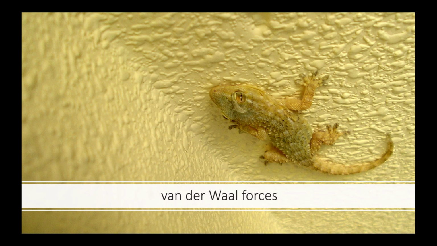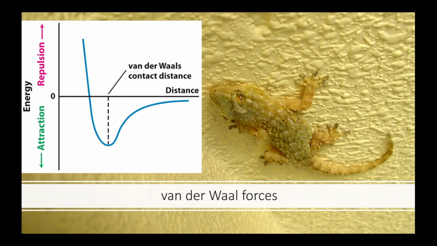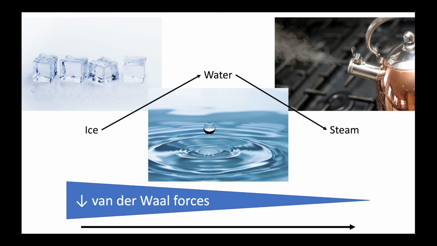When two atoms come together, their attraction increases up to a certain point, after which strong electron-to-electron repulsion forces take over. The distance where the potential energy is lowest is known as the van der Waals contact distance and varies between different biomolecules. So why are van der Waals forces important? Well, they contribute to the physical properties of a molecule, including the melting point and boiling point. So they help determine whether a molecule is a solid, a liquid, or a gas.